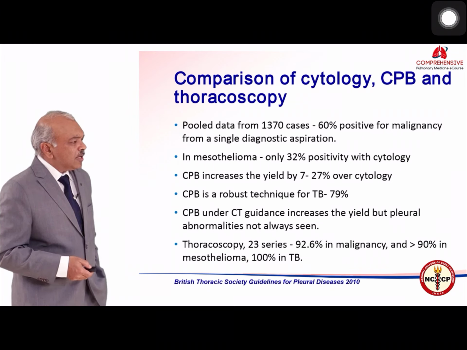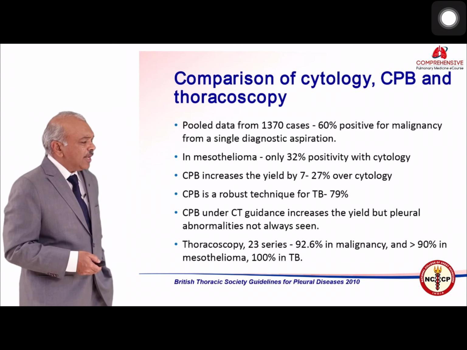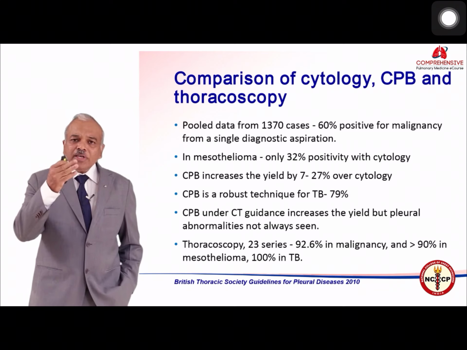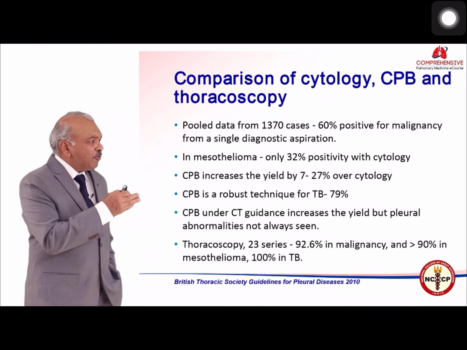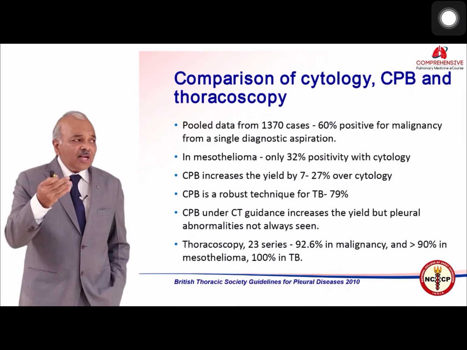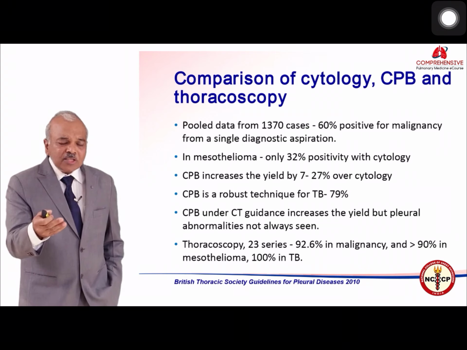Now, this is an analysis from the British Thoracic Society guidelines of 2010, where they compared cytology, closed pleural biopsy and thoracoscopy, and they found in a pooled data of 1370 cases, that's a large number, 60% positive for malignancy from a single diagnostic aspiration.